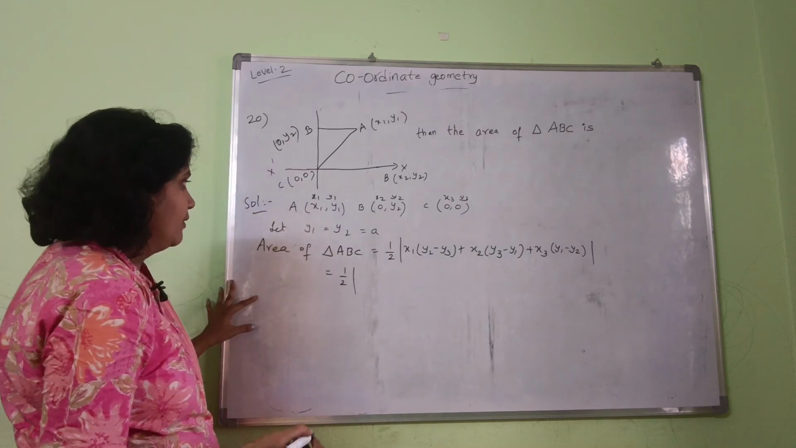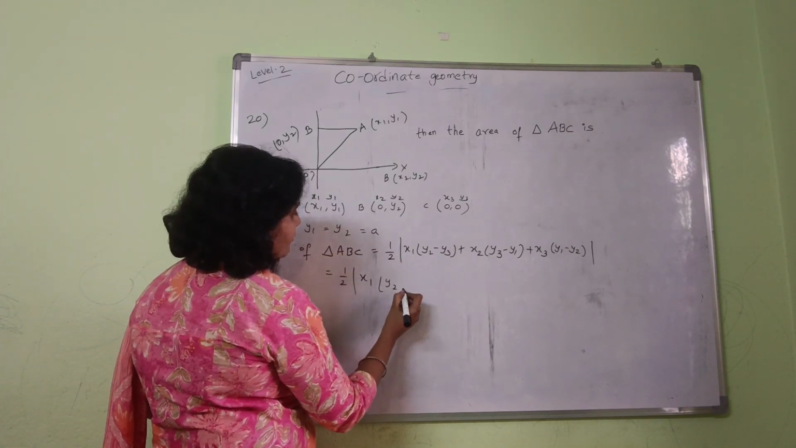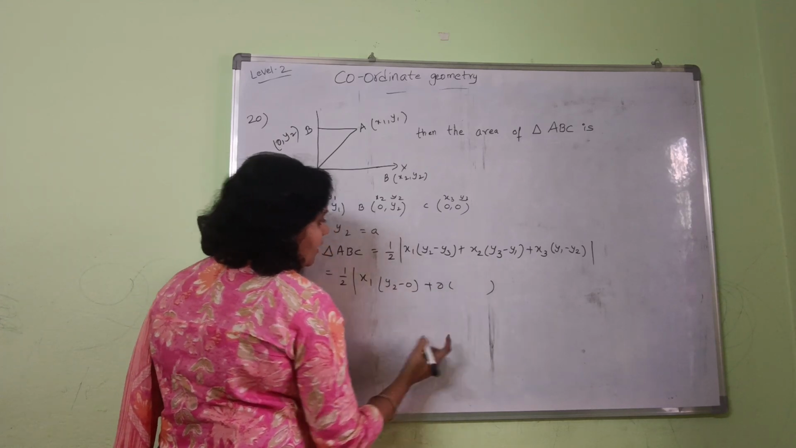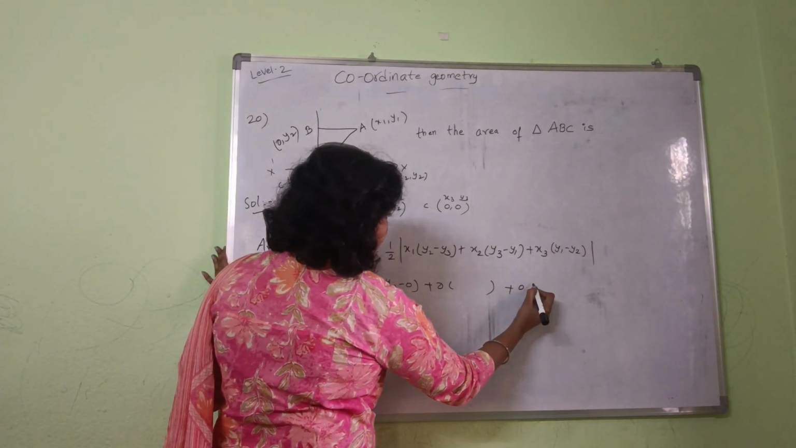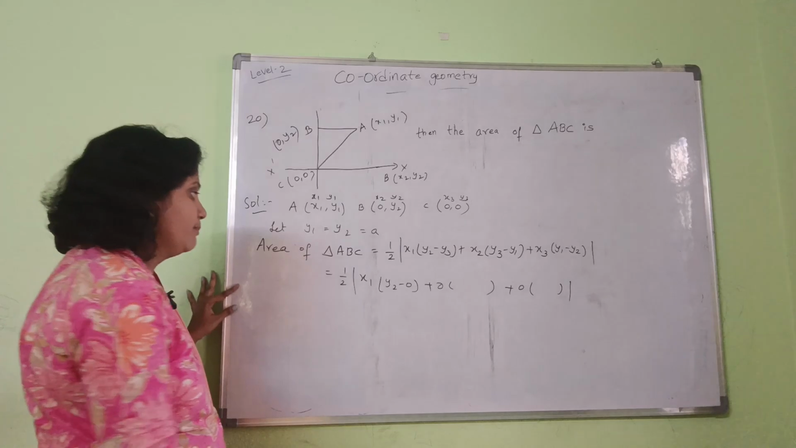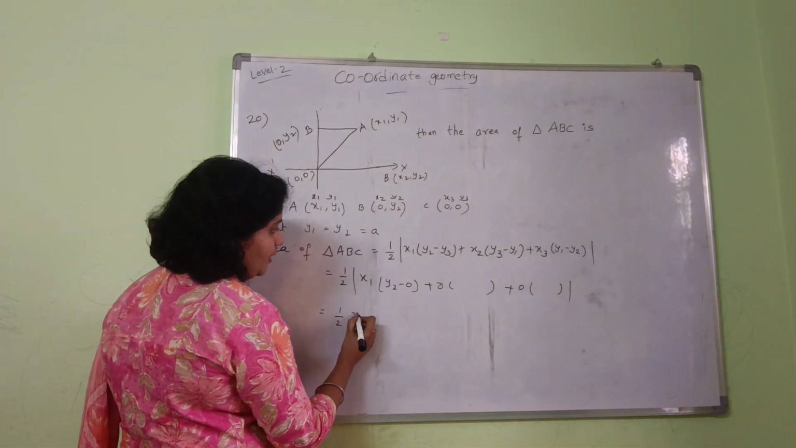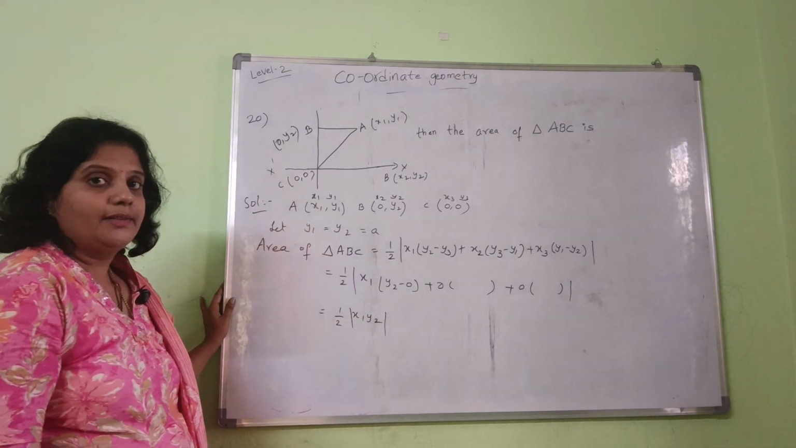So what is the value of x1? x1 only. Then y2, and y3 is 0. Plus, what is the value of x2? 0. Anything into 0 is 0, so no need to write that. What is the value of x3? 0. So anything into 0 is 0, so no need to write that part also. So it is 1 by 2 into x1 y2, mod of 1 by 2 x1 into y2. Understand?